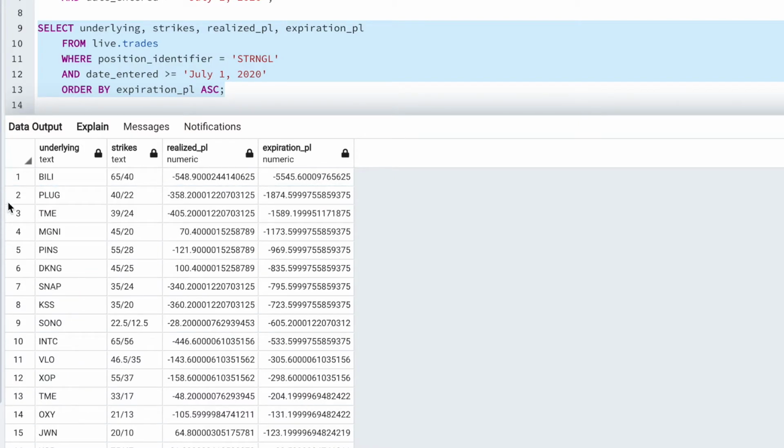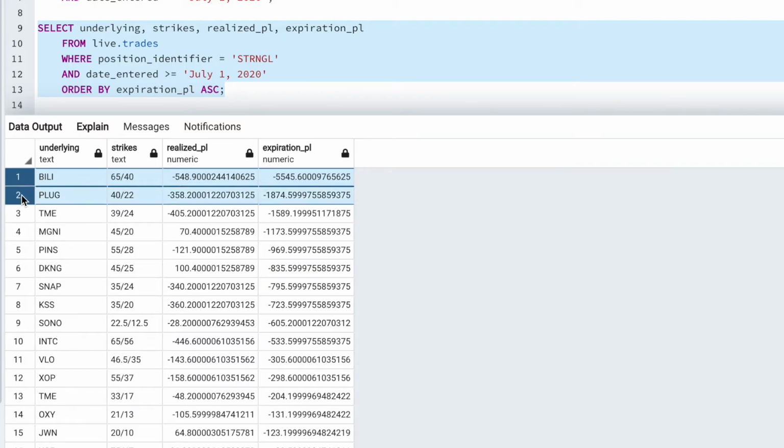So for example, looking at this one first, this strangle on Billy, I sold the 65 strike call option and the 40 strike put option. And had I held this strangle all the way until the expiration date, I would have lost $5,545. That's a massive, massive loss. But because of my mechanics, in this case, I cut losses at a certain point. In the end, I only lost $548, a very manageable loss.